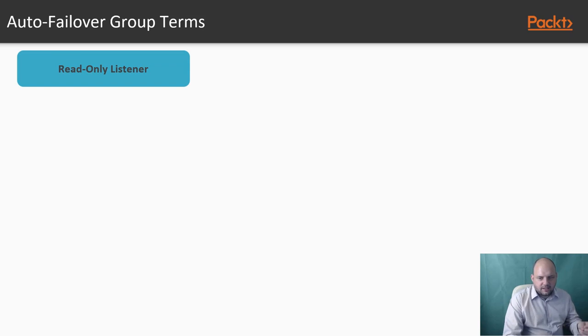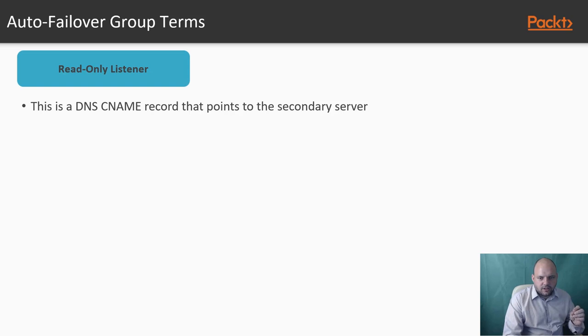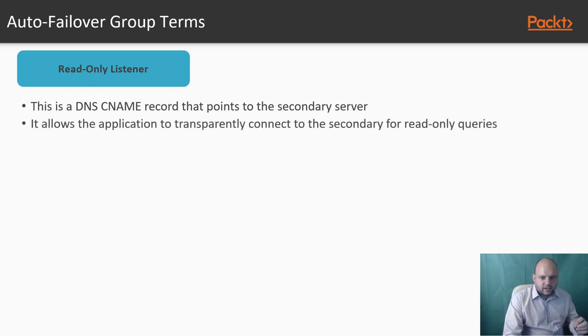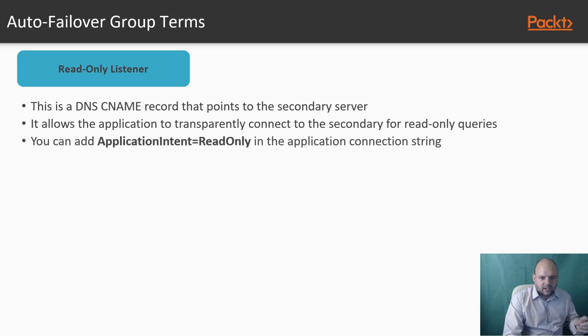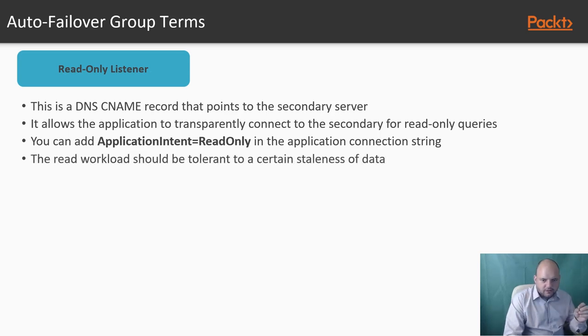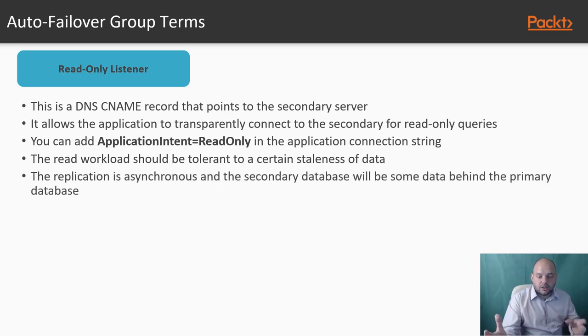Then we have a read-only listener. This is a DNS CNAME record that points to the secondary server, and it allows the application to transparently connect to the secondary for read-only queries. So if you want to offload the workload to the secondary server automatically, you can do so by adding the ApplicationIntent=ReadOnly switch to the application connection string. However, the read workload should be tolerant to certain staleness of data. This is because the replication is asynchronous and the secondary database will be behind the primary, even if it's only by a few seconds.